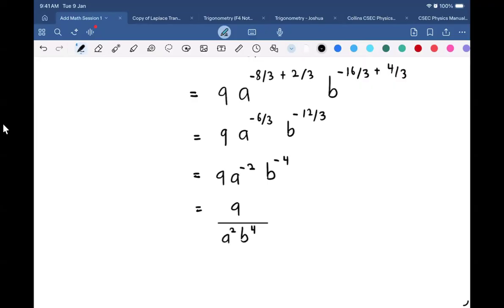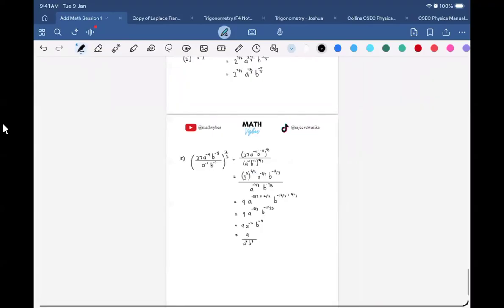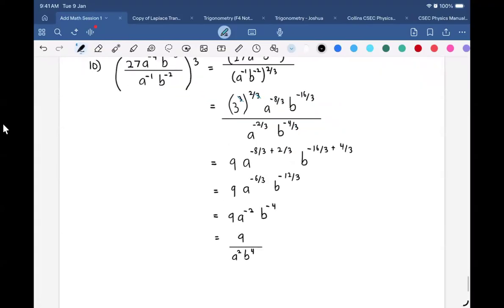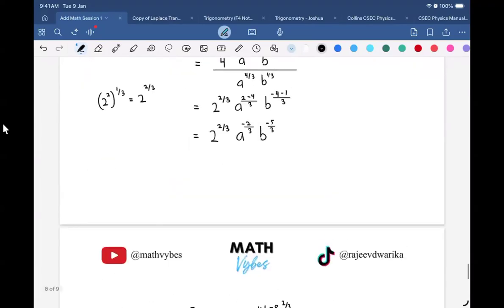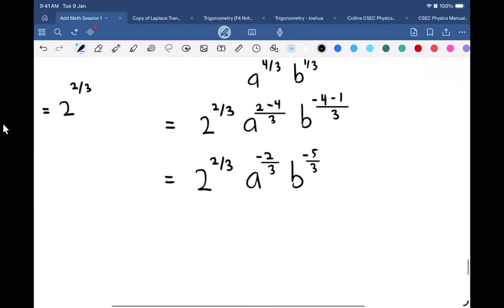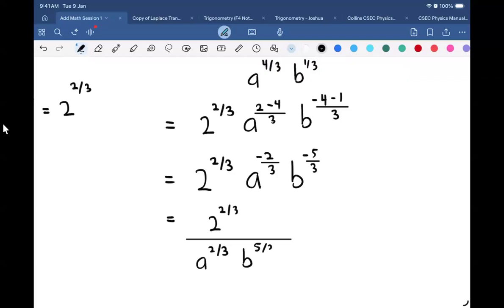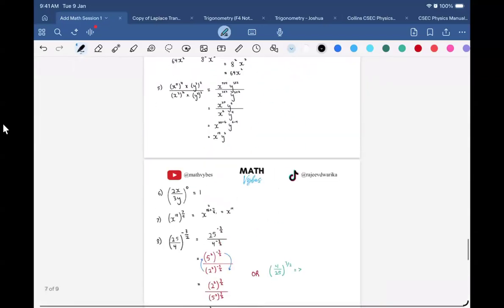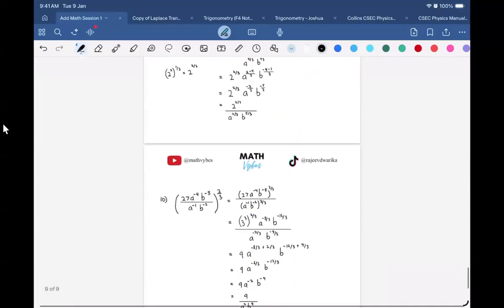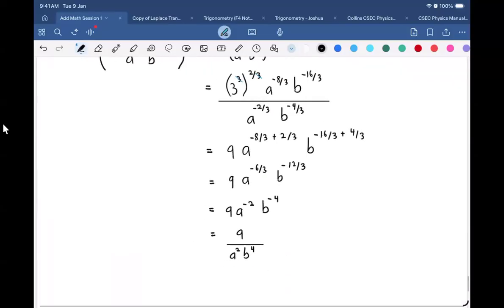So when you're wrapping up an index question and you end up with a negative power, you should write it where it's positive. So let me check back at the other questions and see what's going on. In this question, we should write the answer 2 to the power 2 over 3 all over a to the power of 2 over 3 and b to the power 5 over 3, right? So in your final answer, you shouldn't have negative powers. Just keep that in mind.